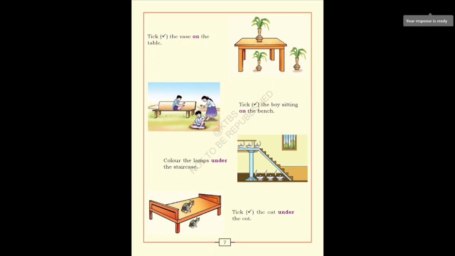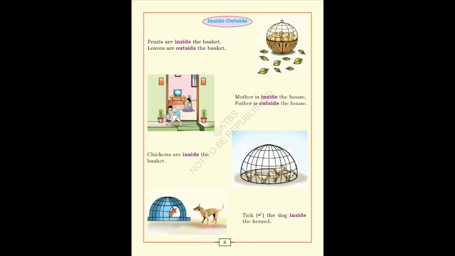Next, the chalks are under the bench. So these all are examples for on and under, okay. Now homework for you, list out 10 sentences of on and under, okay. Then I think all of you understood the on and under concept. We'll move on to the next topic, inside outside.